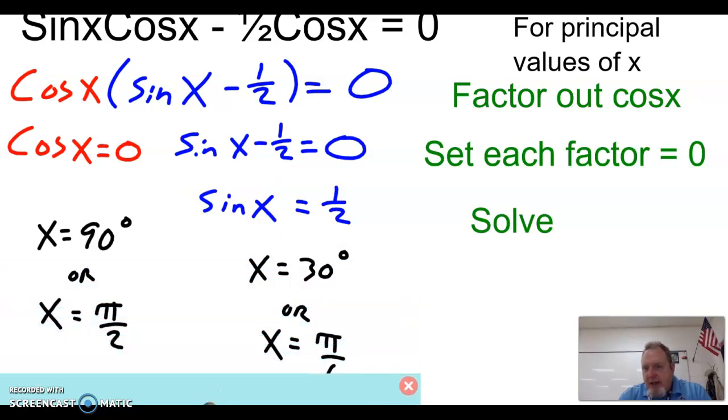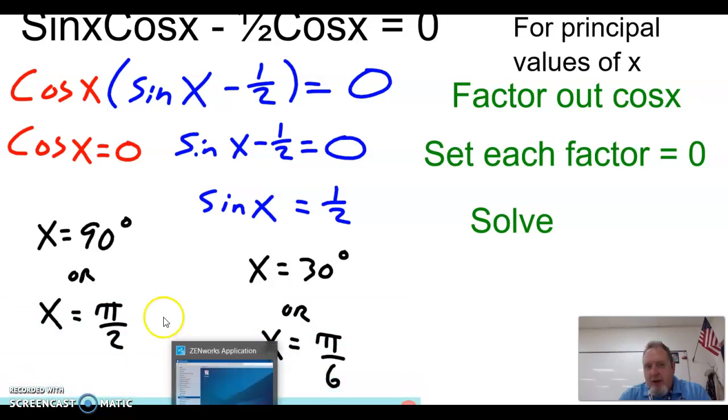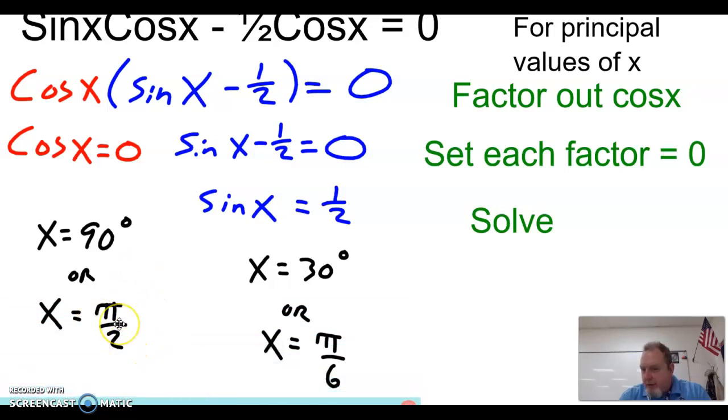If they ask for radians, we could do that. So we know that 90 degrees is pi over 2 in radians. We know that 30 degrees is pi over 6. Typically, if they don't specify in the question, we'll default to degrees. If it does say principal value in radians, then we'll give the radian value. As far as a quiz or test or assessment problem would go, either one of these answers, whether you give me in degrees or radians, would be acceptable.